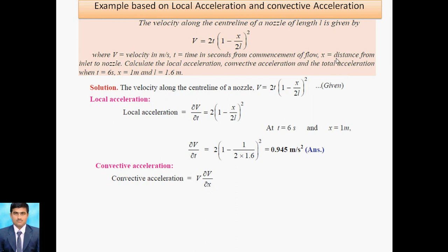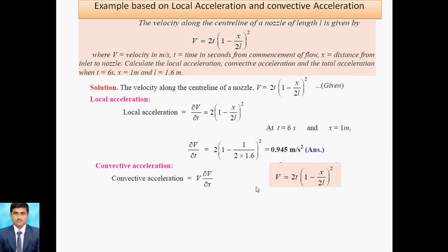If it is given as y, we can write y, so that means there is a difference. Otherwise we take the convective acceleration as v ∂v/∂x. Now we put the value of v as it is on that side, and we differentiate this with respect to x.